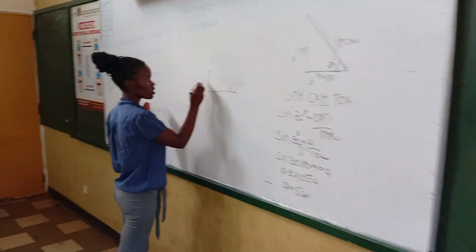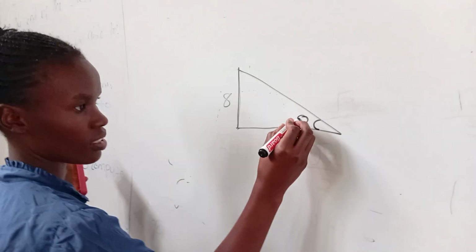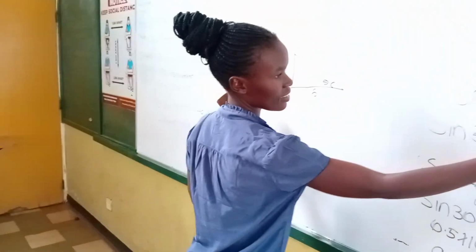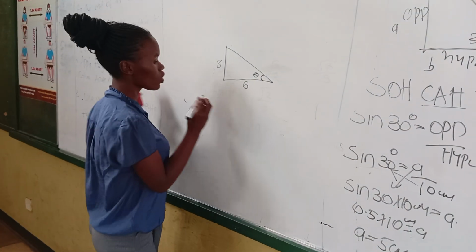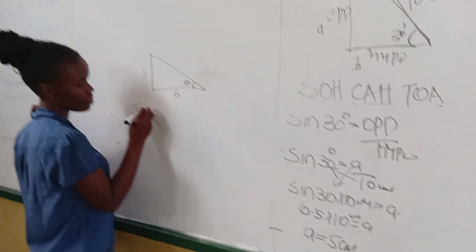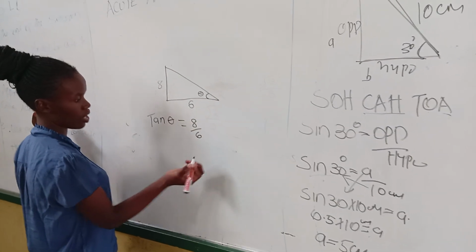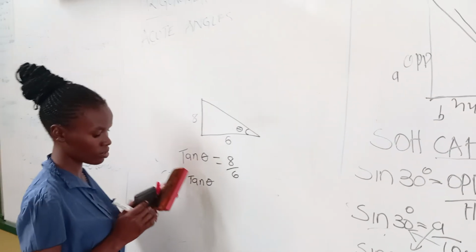The side opposite is 8, then adjacent is 6. So we're going to use tan because we have opposite and adjacent. So tan theta is equal to 8 over 6. So tan theta is 8 divided by 6.